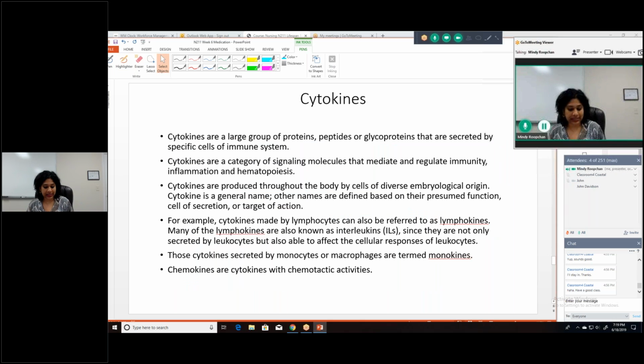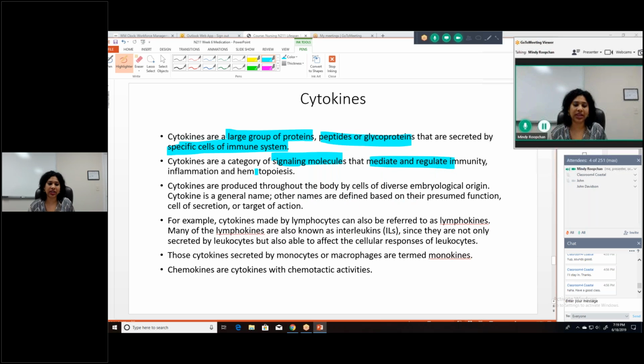The cytokines now, they are a large group of proteins, peptides or glycoproteins secreted by these cells of the immune system. These are a category of signaling molecules. They mediate and regulate immunity, inflammation, and hematopoiesis. So for example, cytokines made by lymphocytes are referred to as lymphokines. Many of these are known as interleukins. They are not only secreted by the leukocytes, but they're able to affect cellular response of leukocytes.